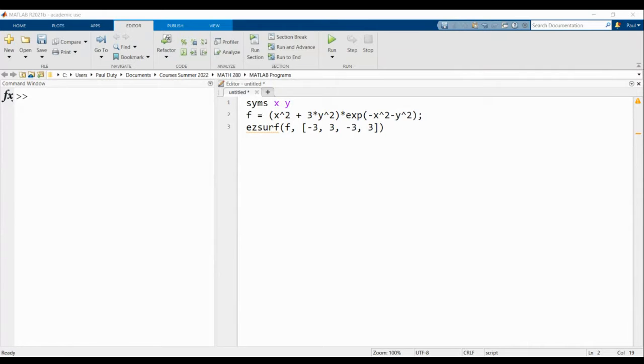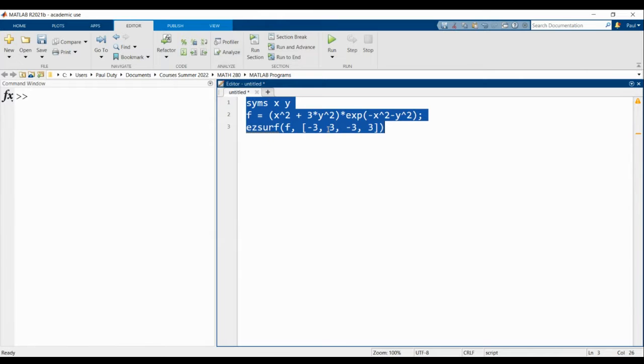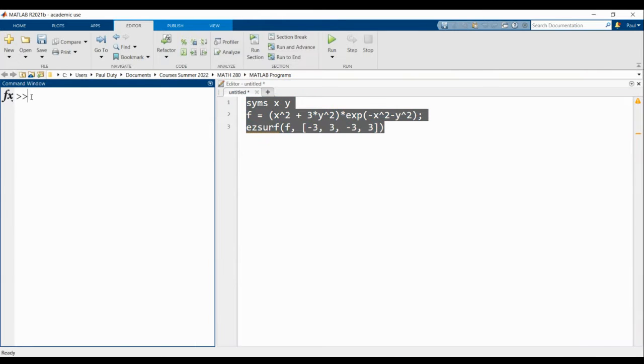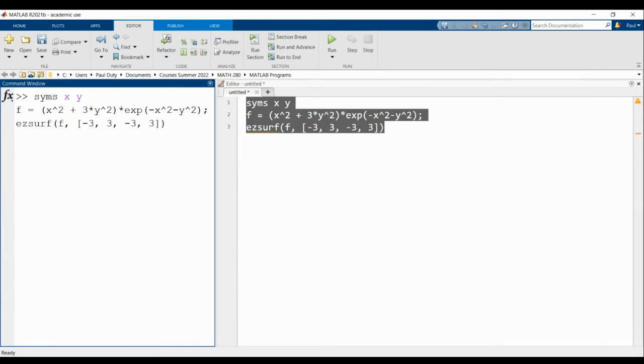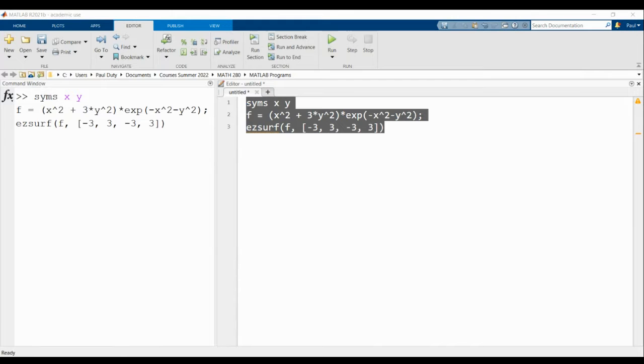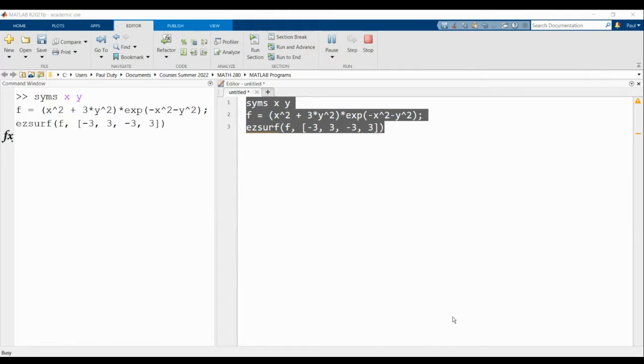Okay, so if it's yellow or green on the right there, you know that the program should run. And how do you run it? I copy it all, and on the left there's a command window. I paste it right there in the command window, and then I hit enter. And it should graph the surface. Let's see, I have to open up a new window to show you the surface.